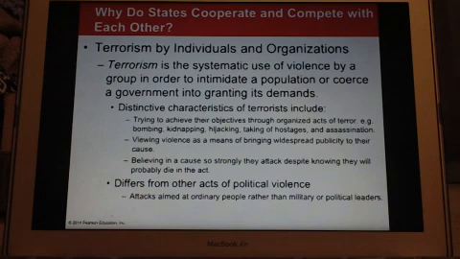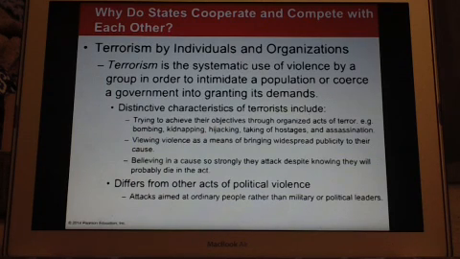So there are distinctive characteristics of terrorists. Those trying to achieve their objectives through organized acts of terror, for example, bombing, kidnapping, hijacking, taking of hostages, and assassination. Viewing violence as a means of bringing widespread publicity to their cause. Believing in a cause so strongly they attack despite knowing they will probably die in the act. And this differs from other acts of political violence because the attacks are aimed at ordinary people rather than military or political leaders.